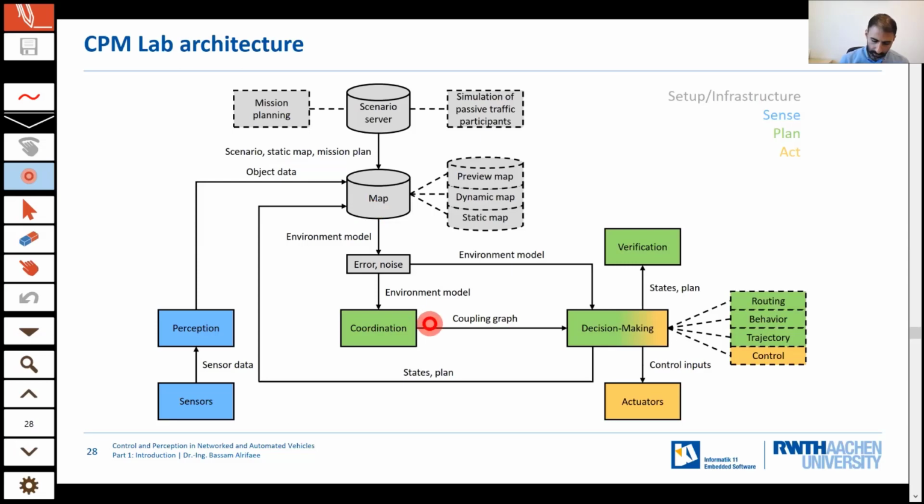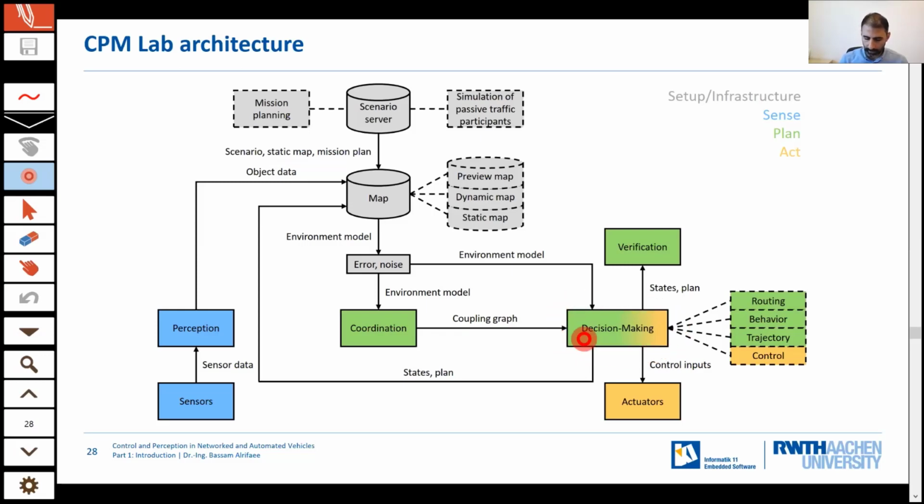So this goes to a module named coordination. This is one core part of this lecture, to learn how to set up this coordination. Why do we need this coordination? Which schemes could you apply here to coordinate vehicles, and so on. The result we save in a coupling graph, and then it goes to a decision-making module.